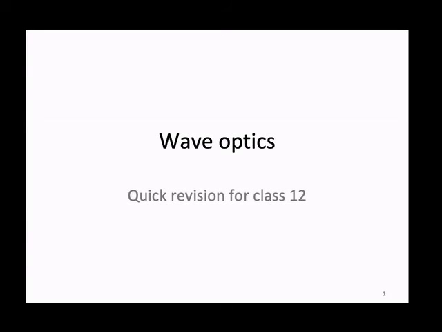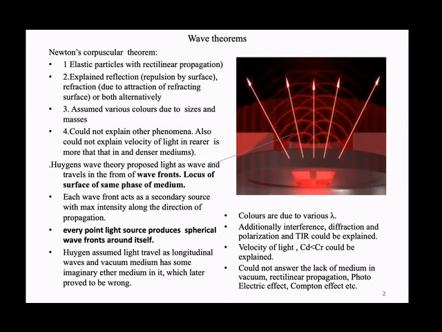Hello students, let us review wave optics of class 12 physics. Earlier, light was thought of as corpuscles as per Newton. The initial first draft of light was made by Newton. He thought it was a corpuscular theory: elastic particles with rectilinear propagation.